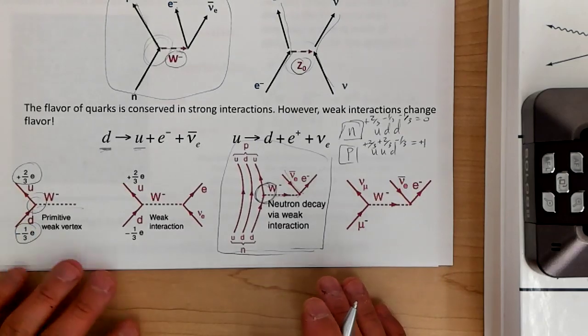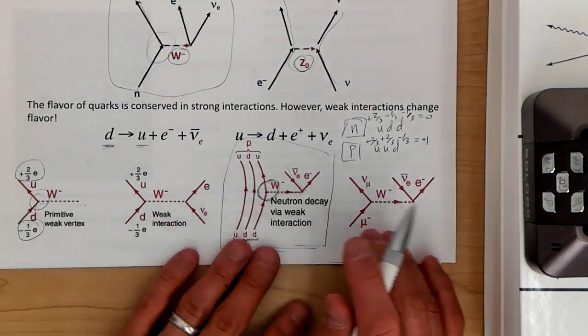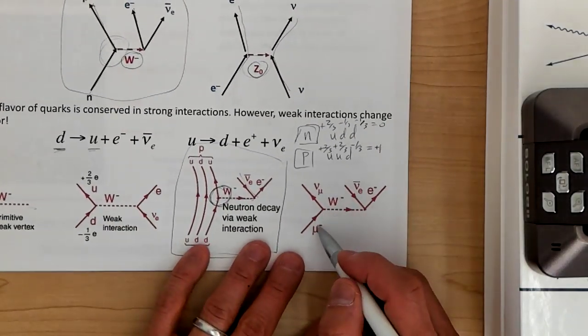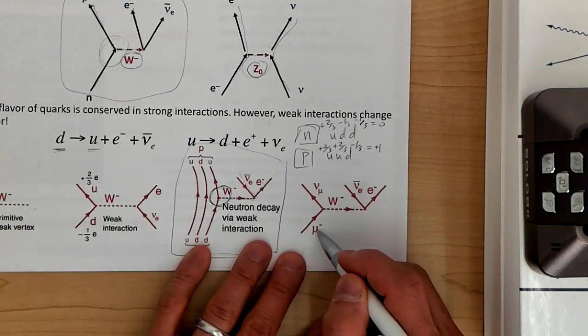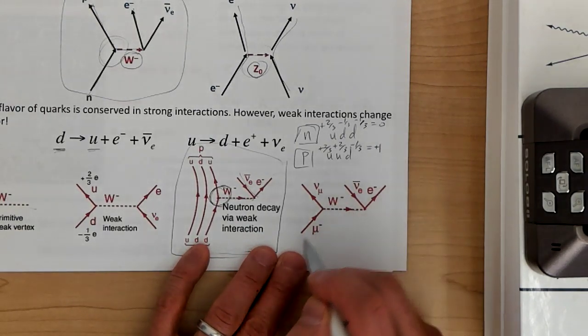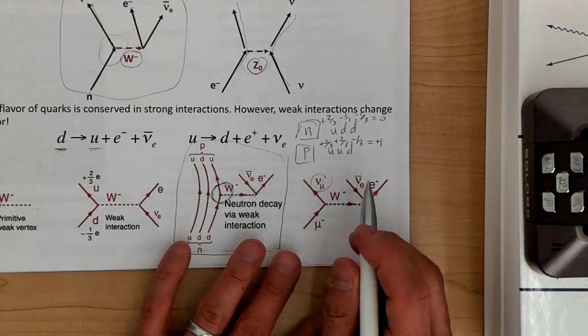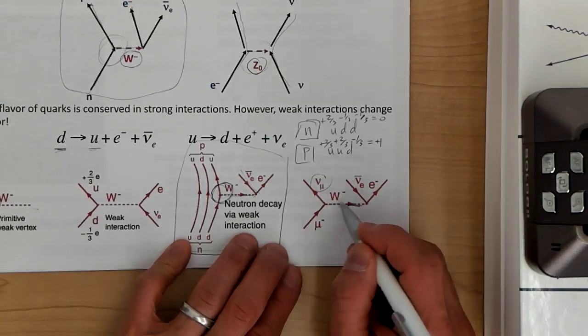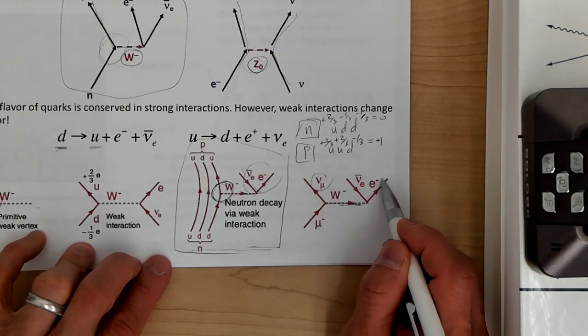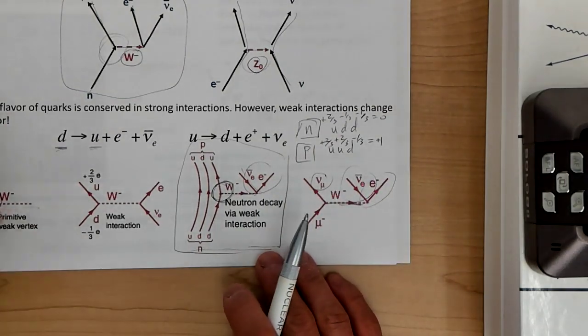Okay, so now you can also have interactions of this kind, where we have the muon spitting out a W minus particle and becoming a muon neutrino, and then this W minus does the same thing again and produces an electron and an anti-electron neutrino.